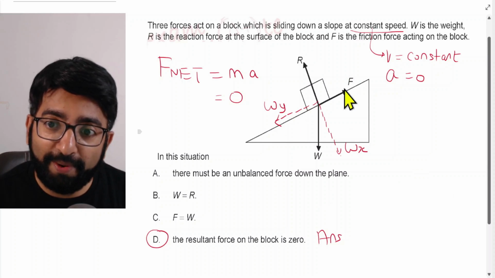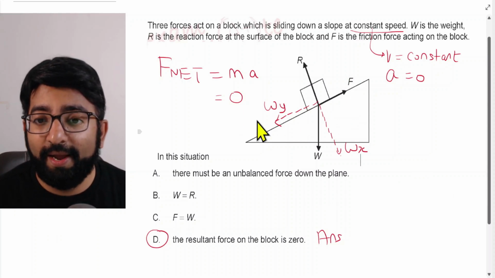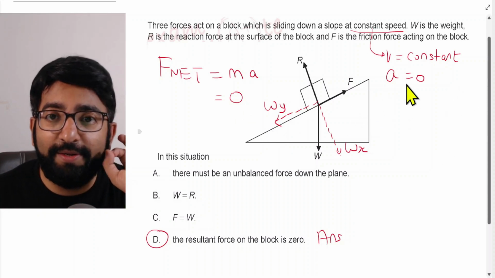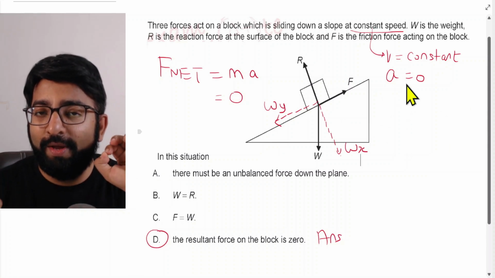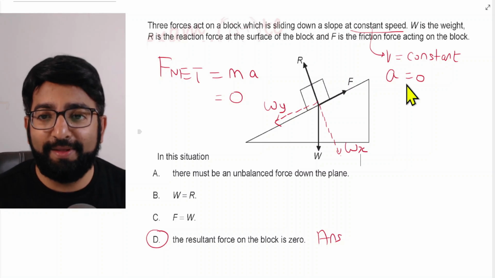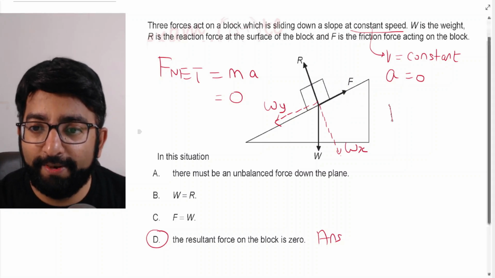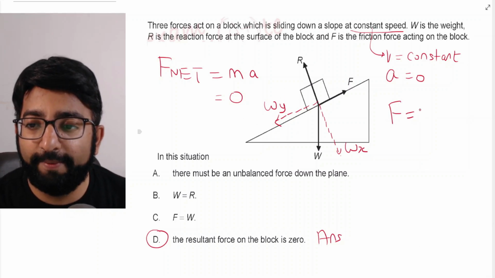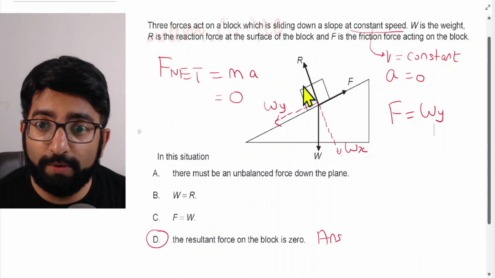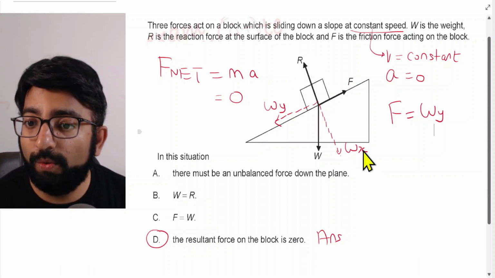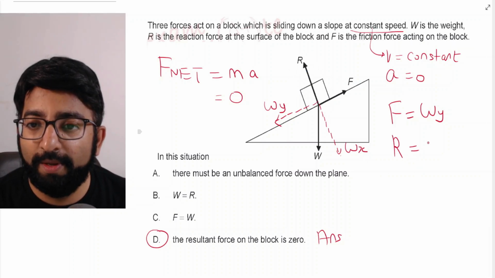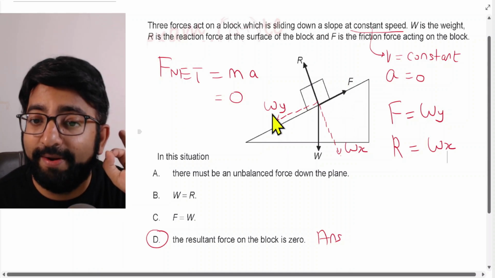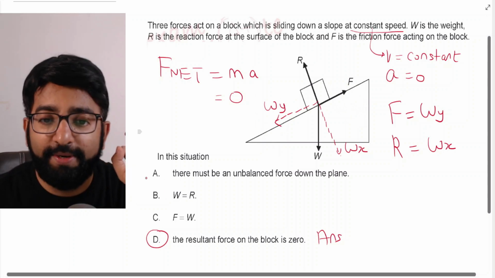Because if you look along the plane, we have a force of friction acting upwards and the Wy acting downwards. Now, since the speed is constant, which means acceleration is equal to zero, and hence net force is zero, the forces have to actually cancel each other out. So, the value of F, let me write it down. The force of friction should be equal to the downward force Wy, and the normal contact force, the normal reaction R, should be equal to Wx. So let's write that down. R is equal to Wx. So along the plane there is no unbalanced force because F and Wy are cancelling each other out. Hence option A is incorrect.